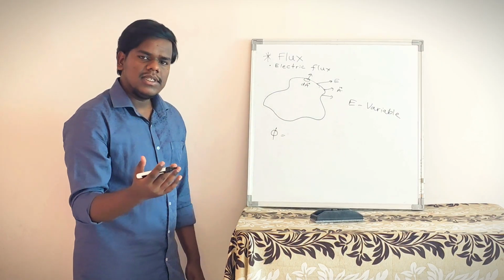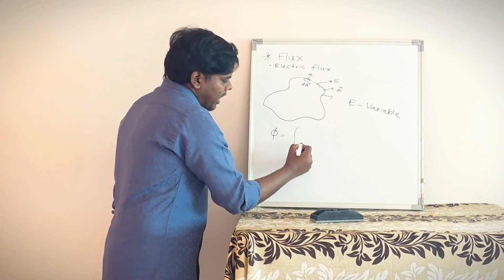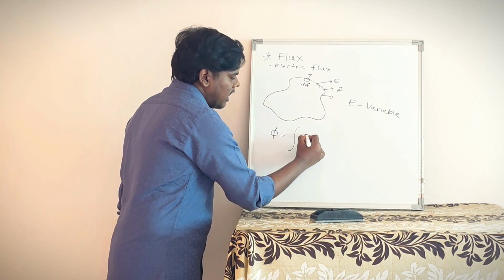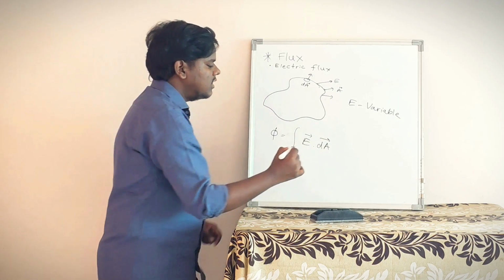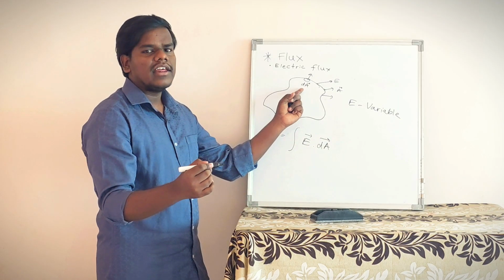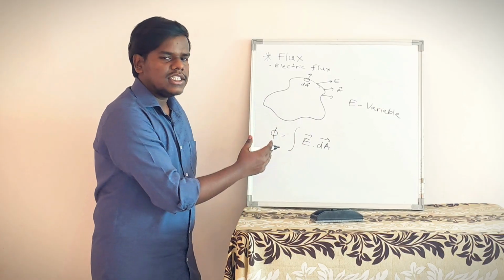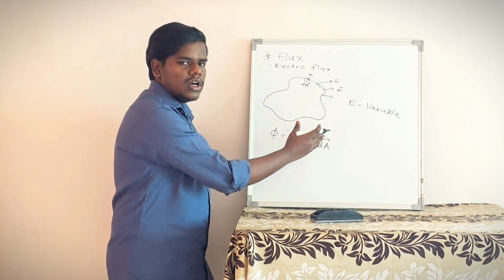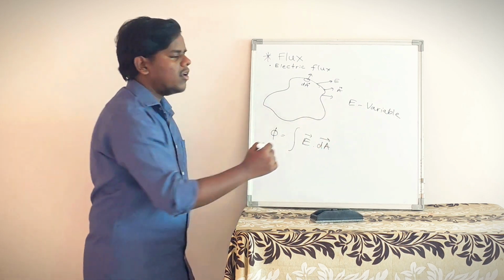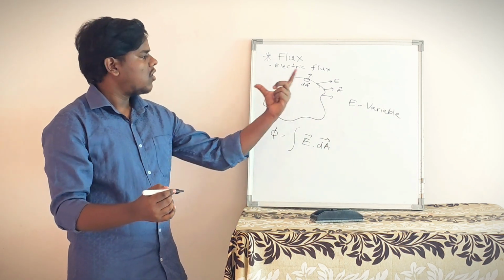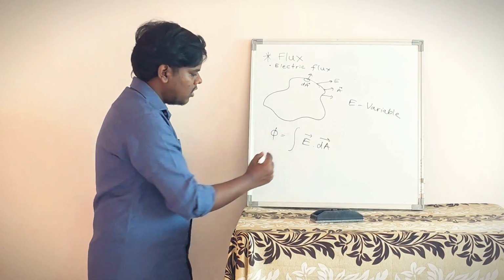Sum over it means basically we have to do integration. So integration of electric field dot dA. This dA is the small area here. So sum over it basically means integration. If we do integration, then we will get the flux through the total surface. So this is when E is variable with the surface or basically with the curves. This is our formula for flux.